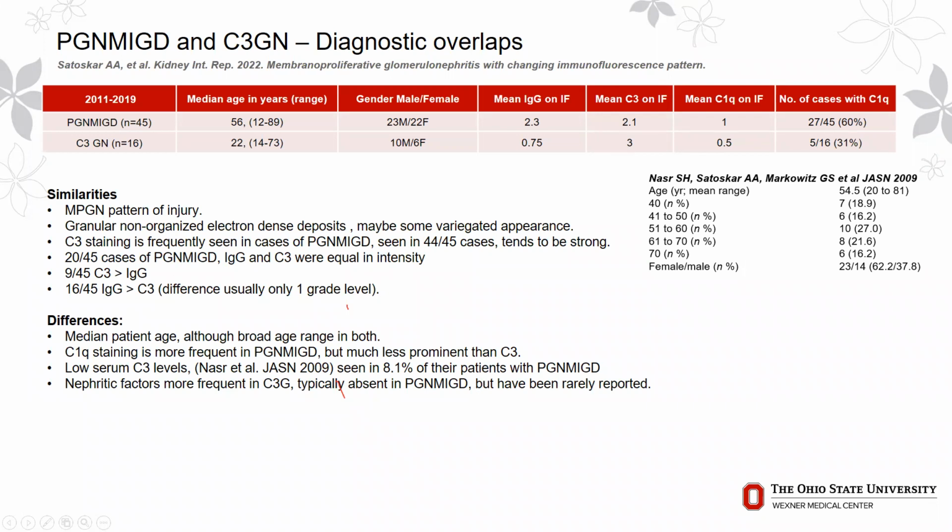Similar to C3GN patients. Nephritic factors are definitely more frequently found in C3GN. I thought they would be absent in PGNMID, but you can never say never in medicine. It's never 100%. There are definitely case reports of PGNMID describing the presence of nephritic factors. So this is just a little comparison to show you the reason why on biopsy it can be so puzzling.